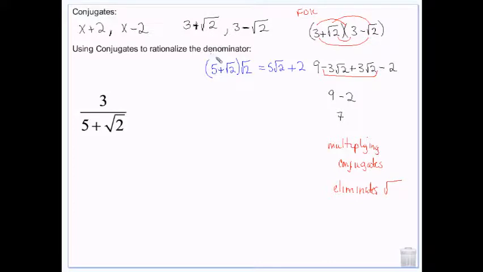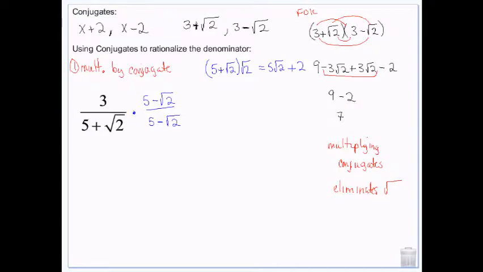I have to get rid of the square root in the denominator. So to get rid of the square root in the denominator, I multiply by the conjugate, with a J, not a G. So instead of 5 plus the square root of 2, I'm going to multiply by 5 minus the square root of 2. Okay?